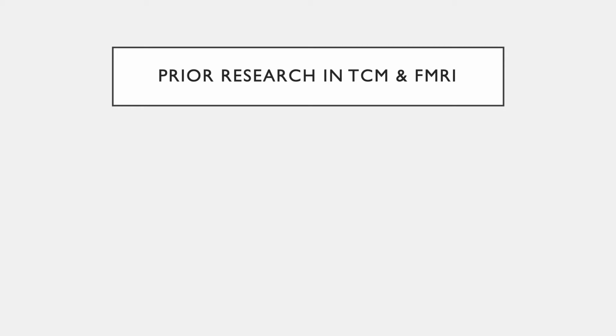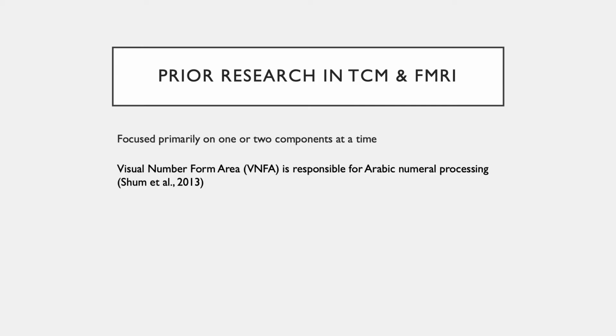Now moving on to prior research in the triple code model and fMRI. Previous studies have only primarily focused on either one or two of the components at once. No study using fMRI testing with the triple code model has yet studied all three components. Previous literature suggests that the visual number form area is responsible for the processing of Arabic numerals. However, although there are many suggestions, the specific location has not yet been determined.